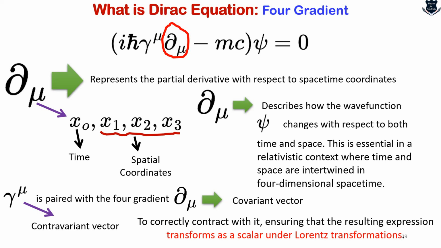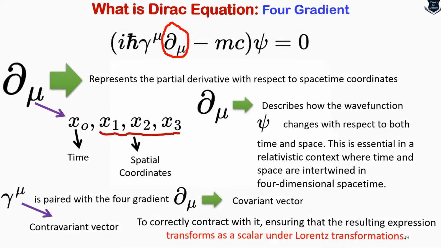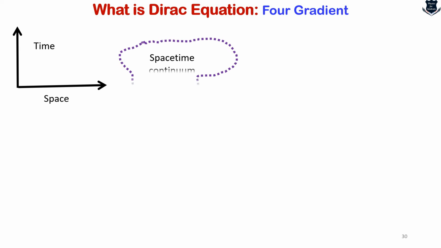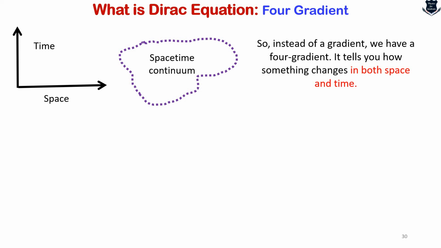Now, when we talk about space and time, one thing which is very noteworthy is that in the Newtonian concept, we have a separate space and a separate time. X-axis is space, y-axis is time, or z-axis or whatever. Now, with the advent of the special theory of relativity, we know that we have the space-time continuum. So space and time are not two different coordinates. So instead of a gradient, we have a four-gradient, right? Because we have the three dimensions of space and one dimension of time.